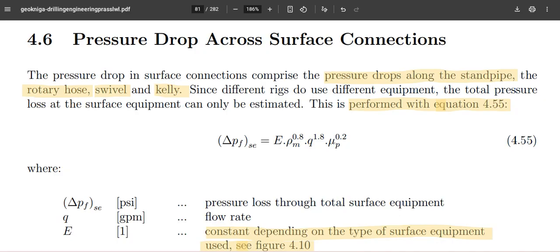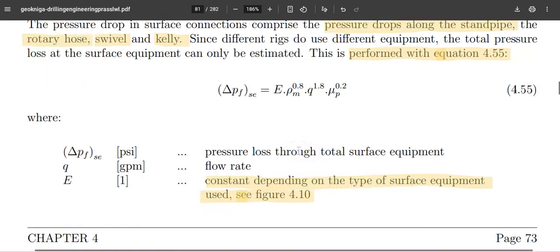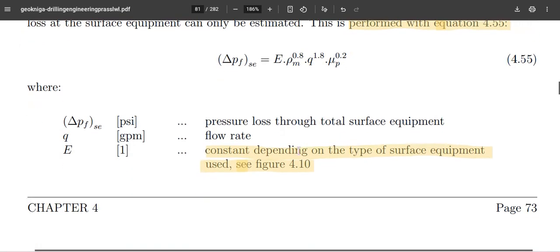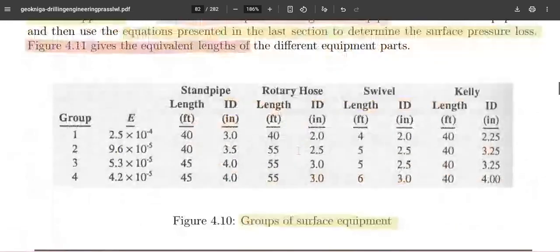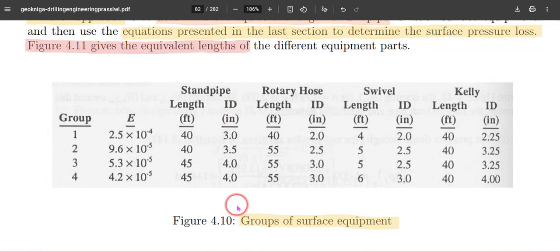There are some empirical correlations developed by the industrial standard people, like equation 4.55. It depends upon the flow rate, viscosity property, and the density, and E is an empirical correlation coefficient or constant, which could be computed from figure 4.10. So for different settings for standpipe, rotary hose, swivel, and Kelly, for their geometrical configurations, we can have different E values.